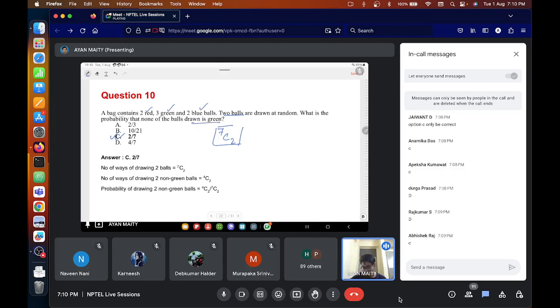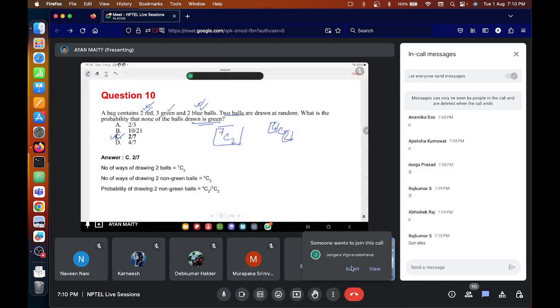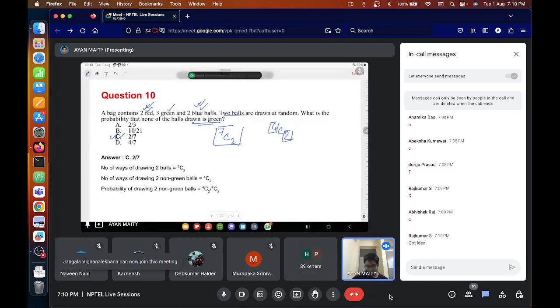Now we have to find out the number of ways we can draw 2 non-green balls. So how many non-green balls are there? 2 red and 2 blue. So 4 balls are non-green. So I have to draw from those 4 balls only. So 4C2. From 4 non-green balls we are picking 2 balls. So 4C2 is the number of ways we can pick two non-green balls. This is what we want, and 7C2 is our sample space. So the probability would be 4C2 by 7C2, and if you calculate it, it would be 2 by 7.